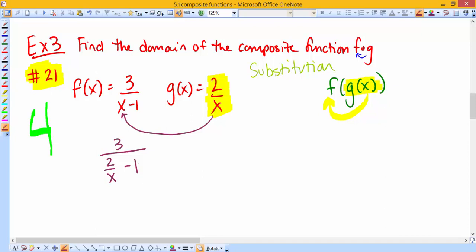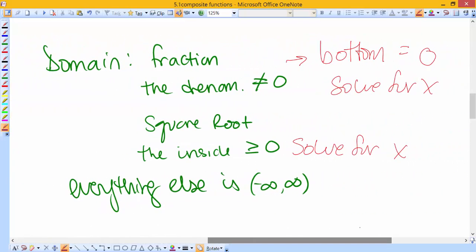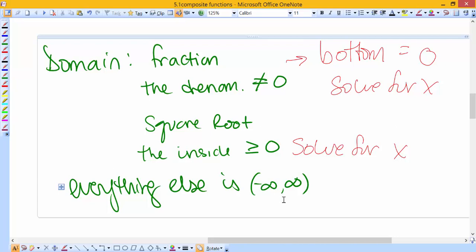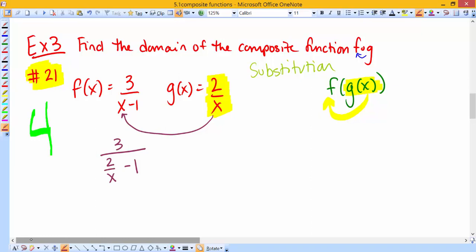We need to remember, when I have fractions, you cannot have 0 in the denominator. I have a note over here I would like you guys to pause and then write down. If we have a fraction, the denominator cannot equal 0. So you set the bottom equal to 0, solve for x. If I see a square root, the inside cannot be negative. So you set the inside greater than or equal to 0, and then you solve for x. Everything else is going to be all reals, negative infinity to infinity. Again, if you need that, pause it, write it down.